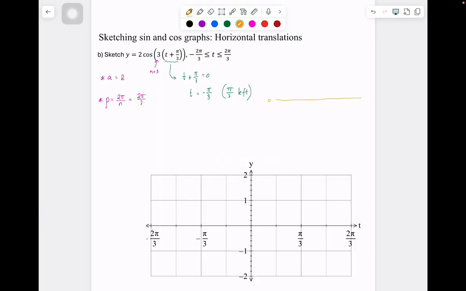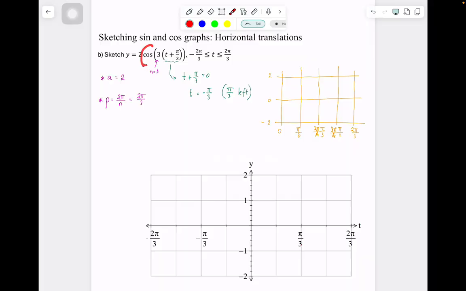Our mean line is at 0 because we are not translating up or down. However, our amplitude is still going to be 2, so up to 2, down to negative 2. We're going to look at our period now, which is 2 pi on 3, so 0 to 2 pi on 3. Split that in half, we get 2 pi on 6, which is the same as pi on 3. Split that in half again for our quarter increment, which is pi on 6. And then for our 3/4 increment, it's multiplied by 3, which we get a simplified version of pi on 2.